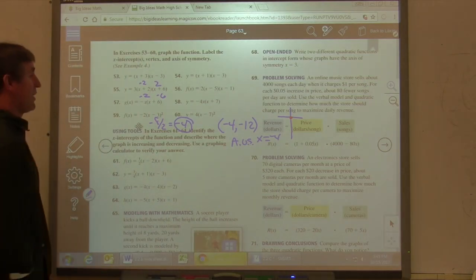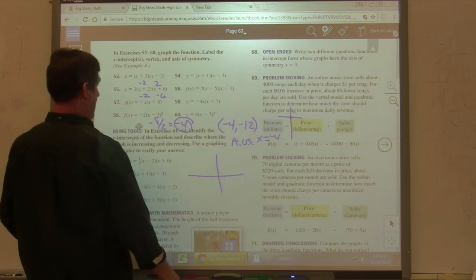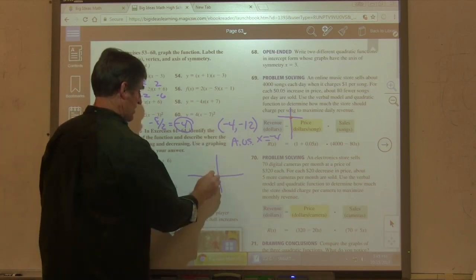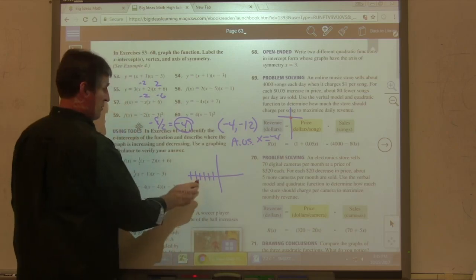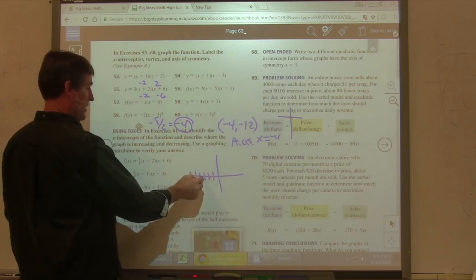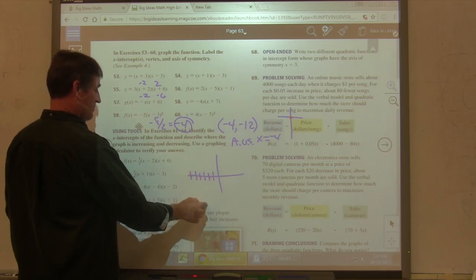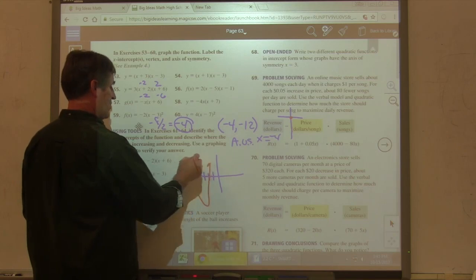And then it's a real quick graph, because we know we cross at negative 2 and negative 6. So you just put your points there, and then you go up to negative 4 and down to negative 12. Let's say it's there. And we connect it. So it's really easy to do those graphs.